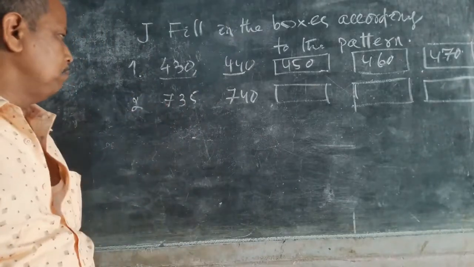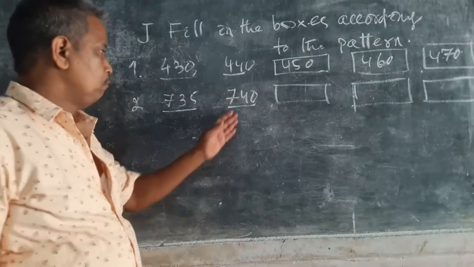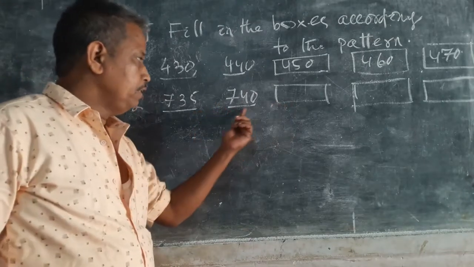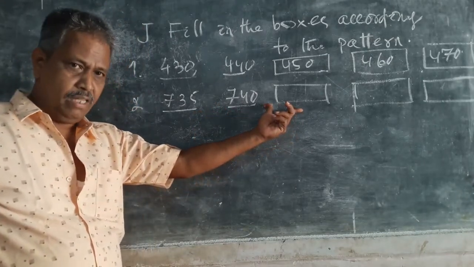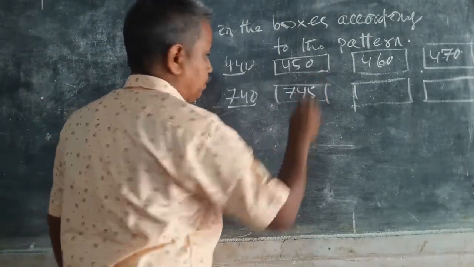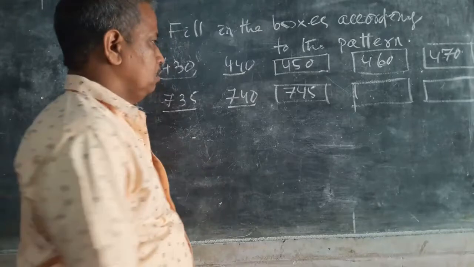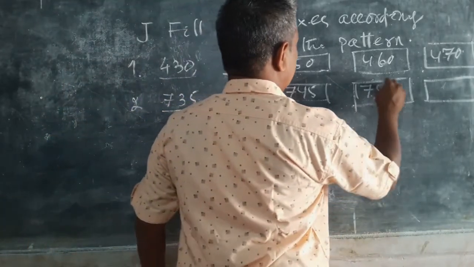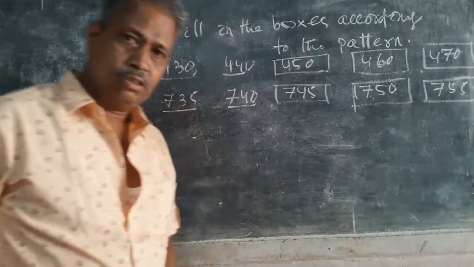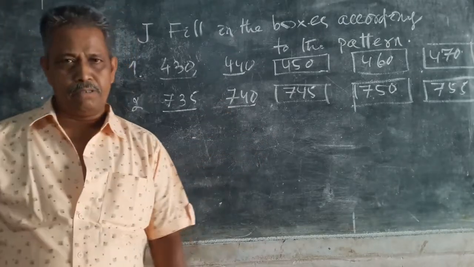You see, the next problem, here the number is 735, here the number is 740. What is the difference in between these two numbers? 5. So, in between these two numbers also, the difference must be 5. That is the number 745. In between these two numbers also, difference must be 5. So, the number is 750 and the last is 725. Did you understand? You see, like this, you do all rest problems. Okay?